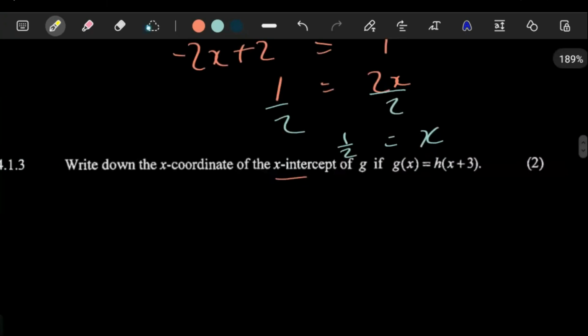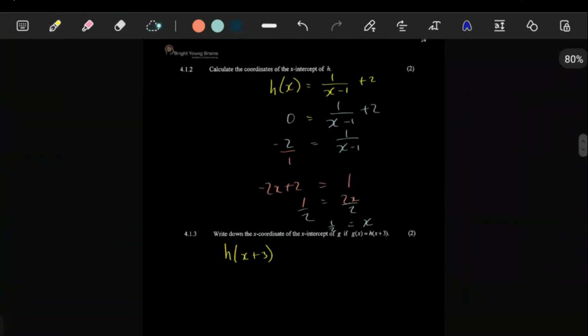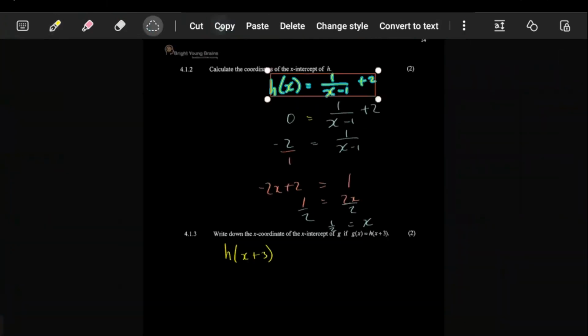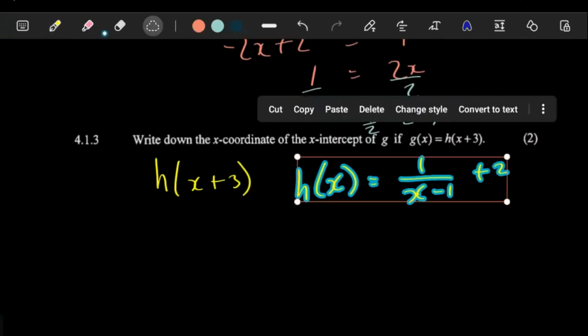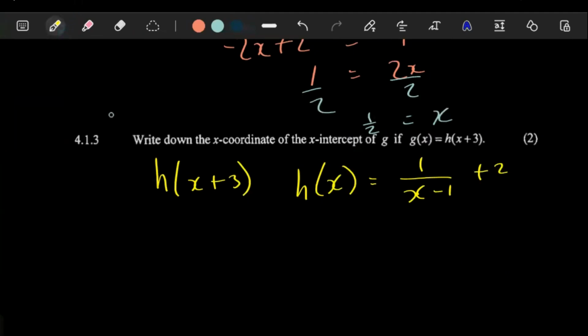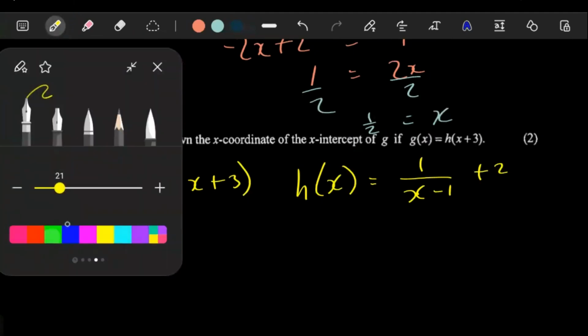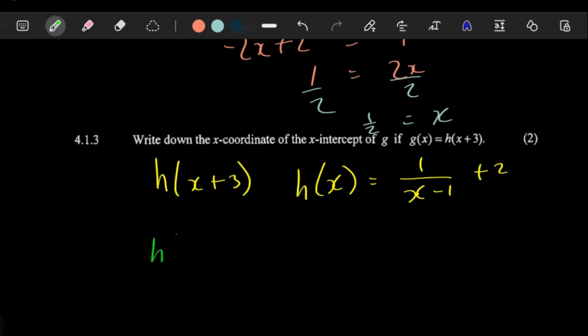It says the next question: write down the x-intercept of g if g of x is this equation. So we have to find the equation of g of x first, because the equation of g of x is what you get if you put x plus 3 in the equation of h, wherever x is. So let's do that. In the equation of h, let's put x plus 3. Let's take the green. So here, h of x plus 3, you're going to have here x plus 3, then -1.